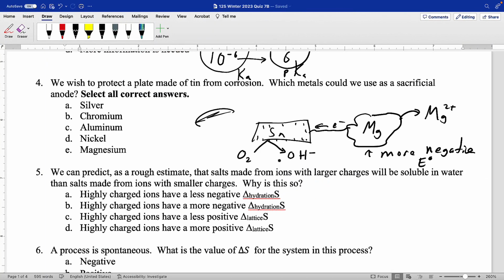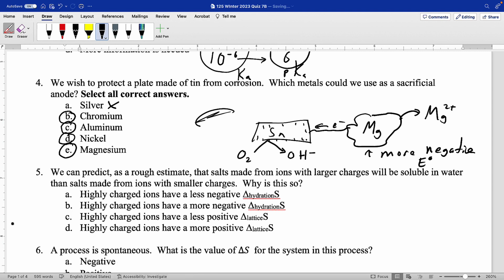And we can see indeed several of them are here. Chromium, aluminum, nickel, and magnesium are all more active. We say they're more active than tin. They have a greater tendency to get oxidized. Silver is quite electropositive. It has a great positive reduction potential, so not silver.